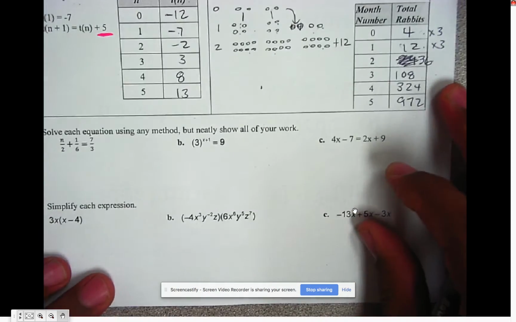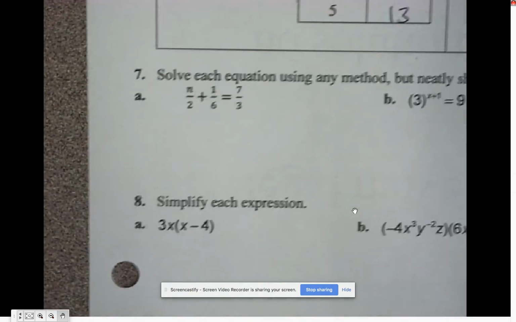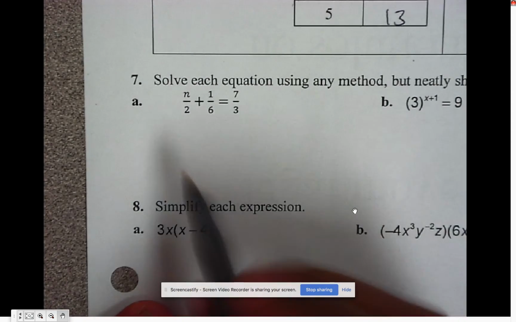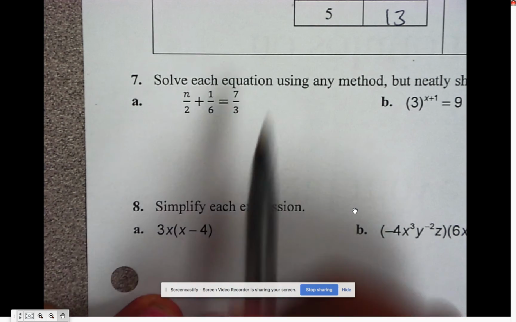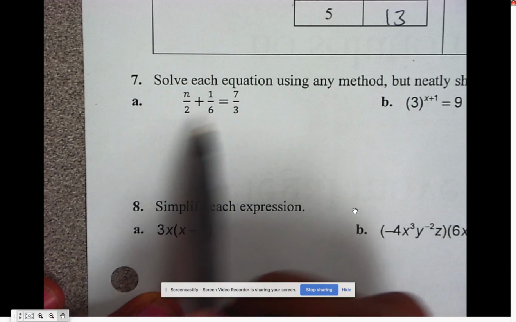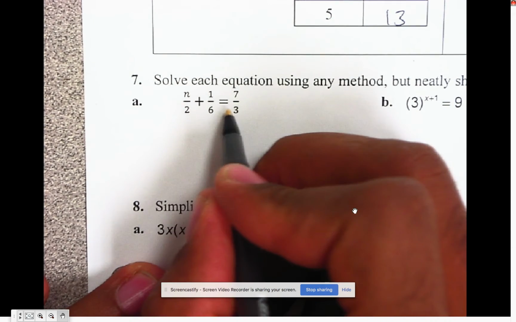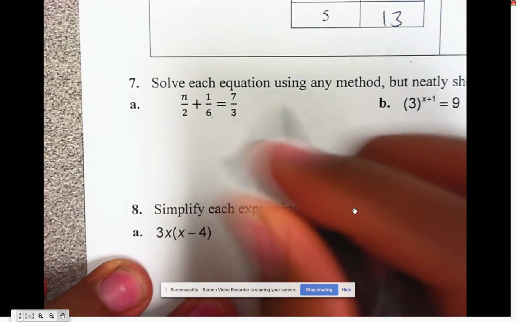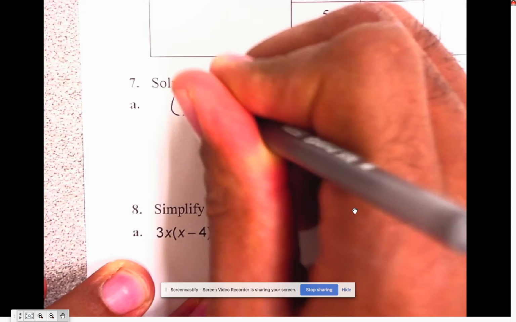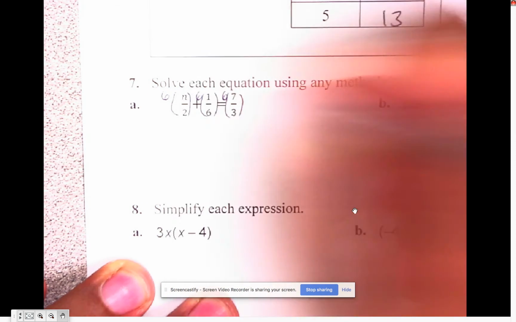Okay, so now let's do some equations to solve. So now this one in particular here down on the left, letter A. What you want to do here is get rid of these denominators. And what I want to do is find a common multiple between all these numbers. I want to find a number that all of these can divide into. And I know that all of these will divide into 6. So what I'm going to do is multiply each fraction times 6. Again, I'll show you why.